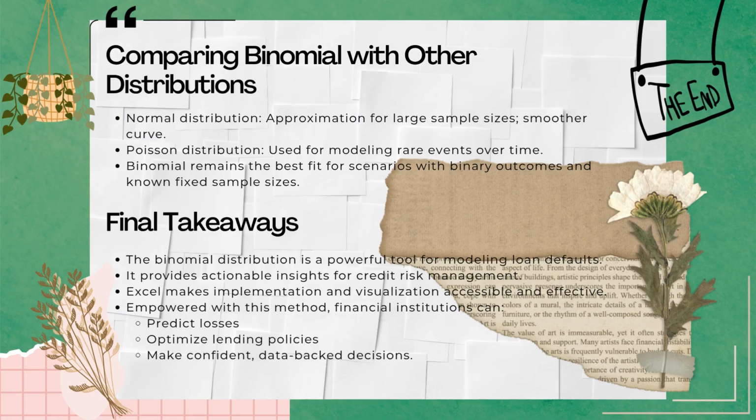To wrap up, the binomial distribution is a simple yet powerful tool for modeling credit risk. It gives banks a structured way to estimate loan defaults and make smarter financial decisions. With tools like Excel, anyone can implement this approach and gain valuable insights from the data.